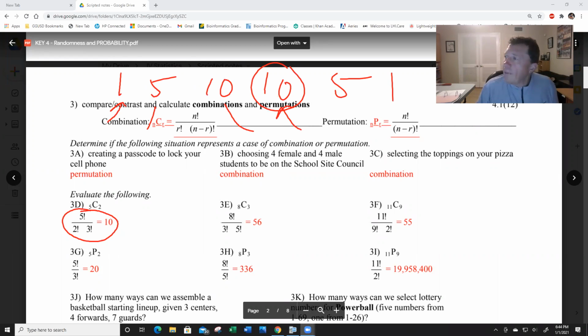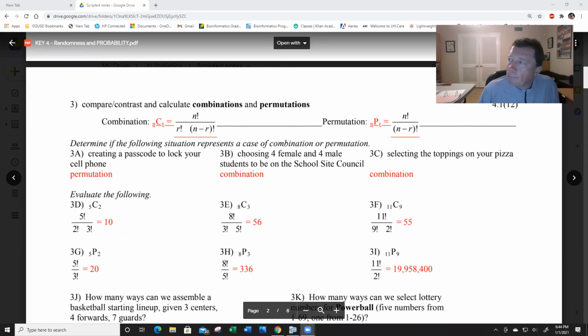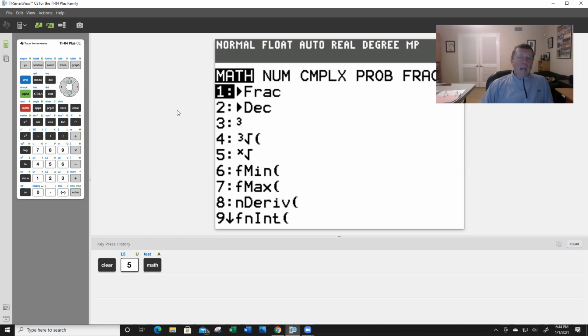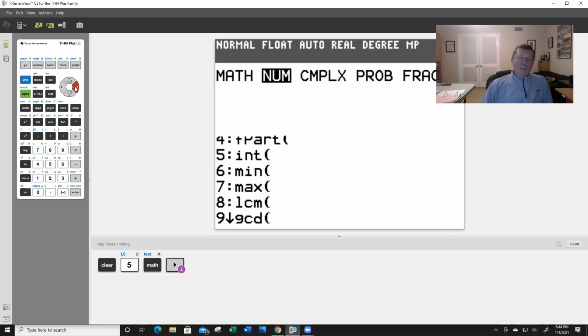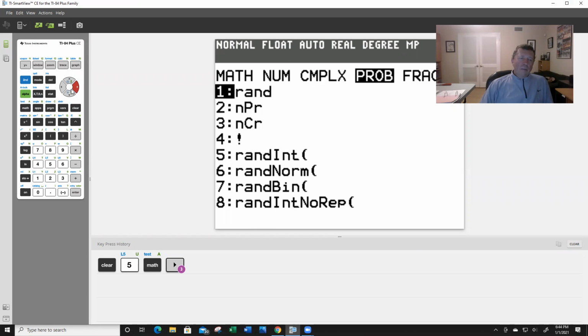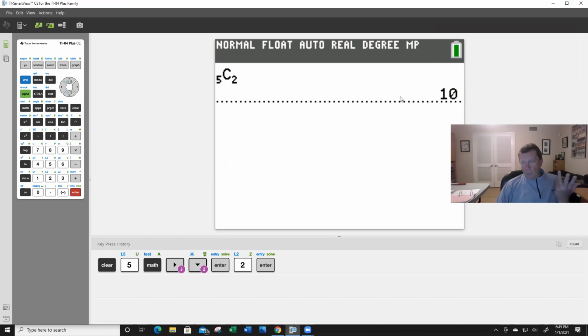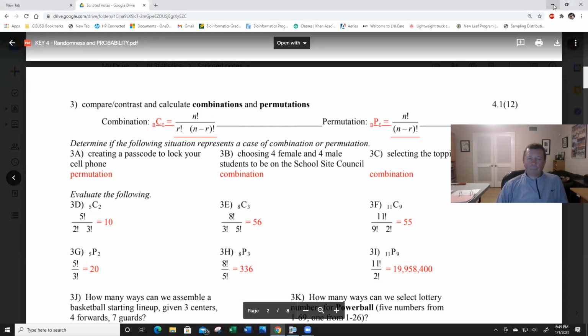That's fine. The other way is, of course, get your calculator out. Okay, this is kind of cool to have. I'm going to go 5, then hit the math button right there, math, probability, and then go to combo, nCr, 5 combination 2, and then hit enter, and you'll have, oh, I'm blocking it. You know the answer, 10. That's another way to do it, which is fine.